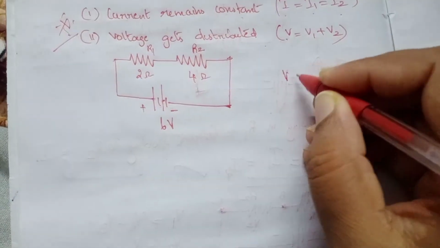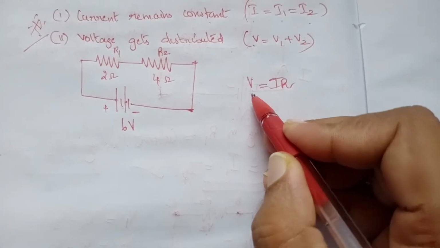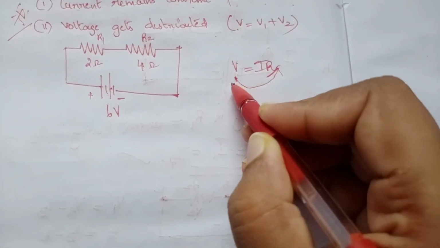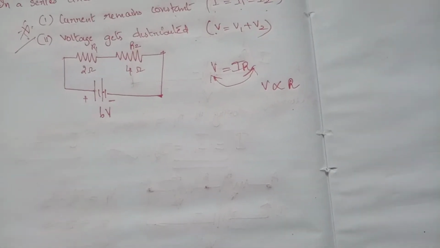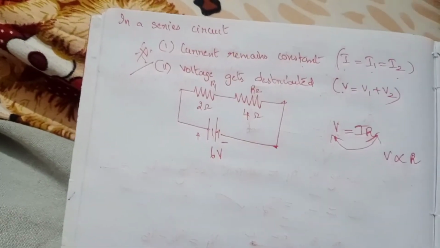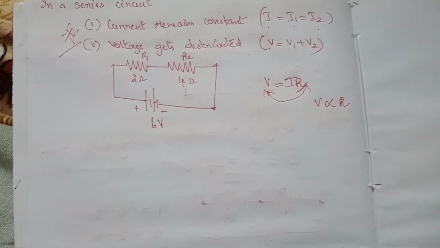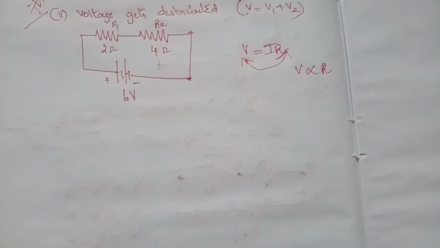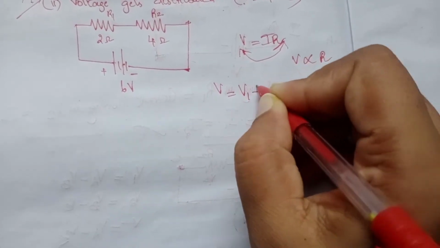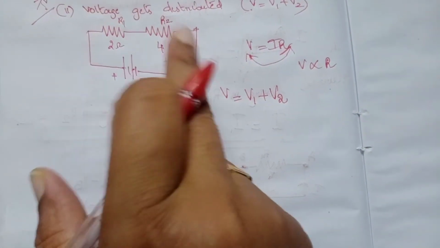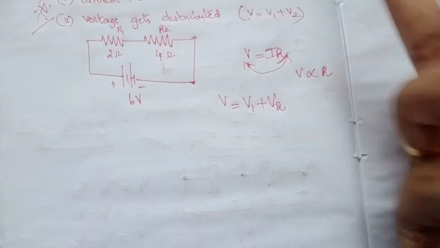So we know that V is equal to I into R, right? V is equal to I into R by Ohm's law. So the voltage and the resistance are directly proportional. That means if the voltage is higher, resistance will be higher. If voltage is lower, resistance will be lower. So I told you that the total voltage will be split up into these two resistances. That is, V is equal to V1 plus V2. So how can we say which resistance will be having how much voltage?